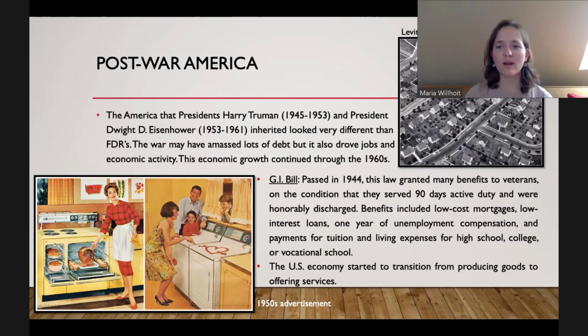But one of the reasons why so many Americans were optimistic is actually because we have this big law passed. It's called the GI Bill.